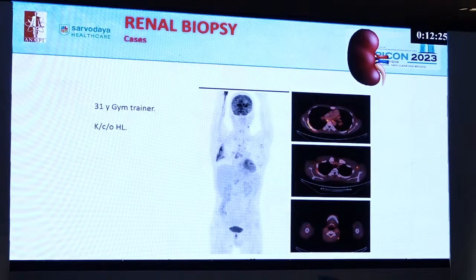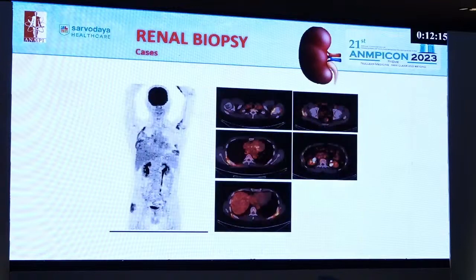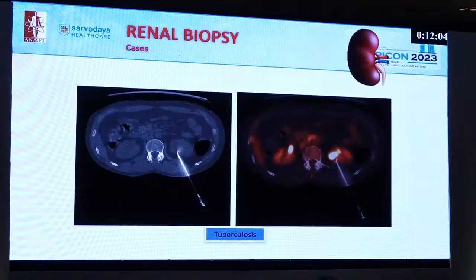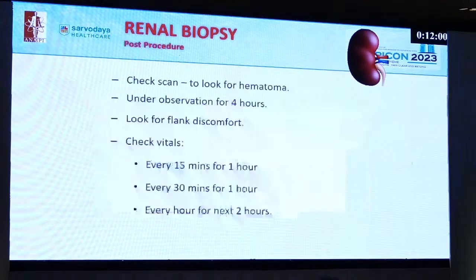This is a 31-year-old gym trainer, a known case of Hodgkin's lymphoma. On FDG PET CT, we can see multiple FDG avid sites in the thoracic regions. On follow-up PET CT, the thoracic lesions are still persisting, and additionally there is the appearance of a new renal lesion in the left kidney. So we did a biopsy from the left kidney that turned out to be tuberculosis.